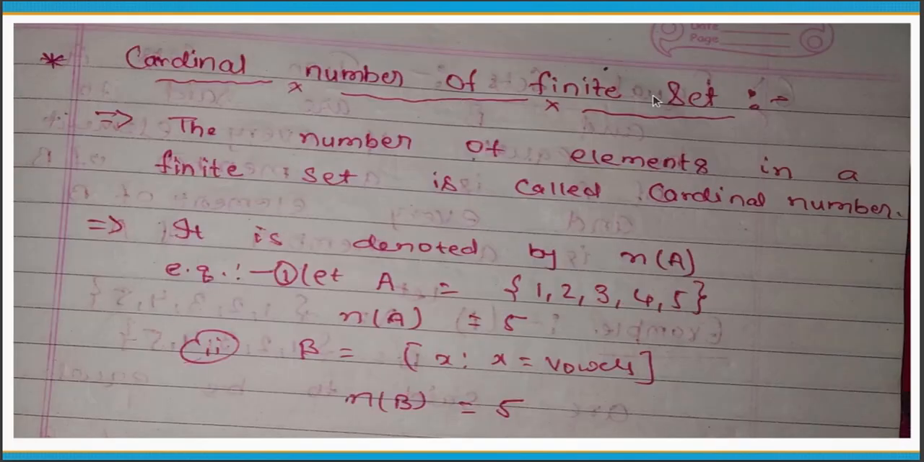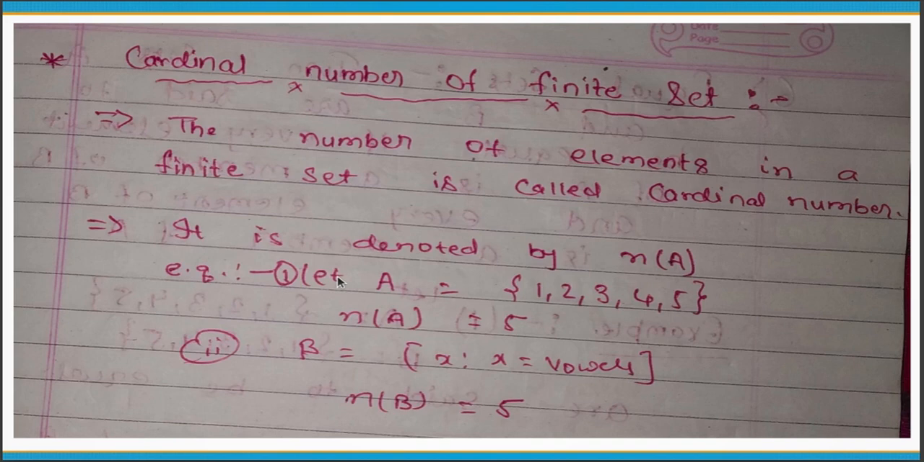Now, cardinal number of a finite set. The number of elements in a finite set is called its cardinal number. It is denoted by n(A), where A is the set, which can be any set: A, B, C, D, E, F.